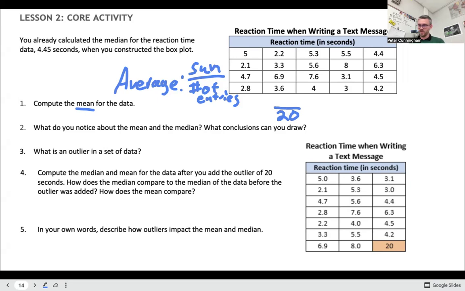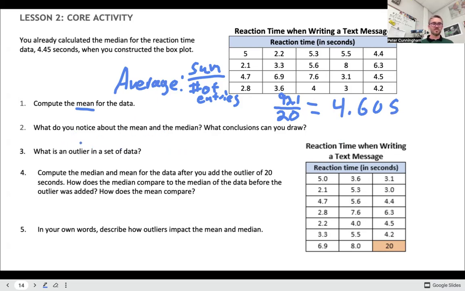So when you add those all up, you should get 92.1. Double check with someone around you. It's very easy to make a tiny mistake there. So double check when you add all those up. It should be 92.1. Divide that number by 20. And that is your mean, your average, 4.605.